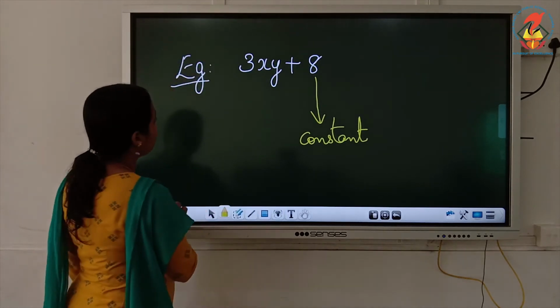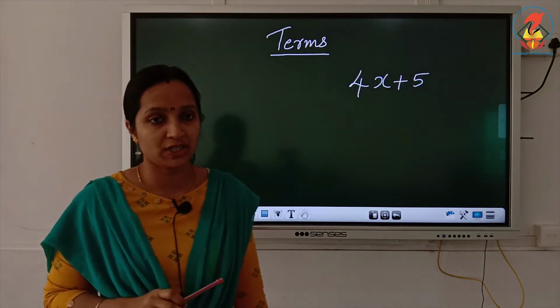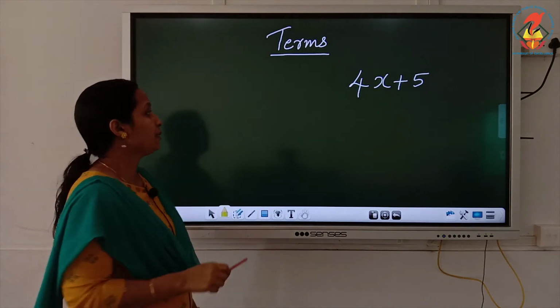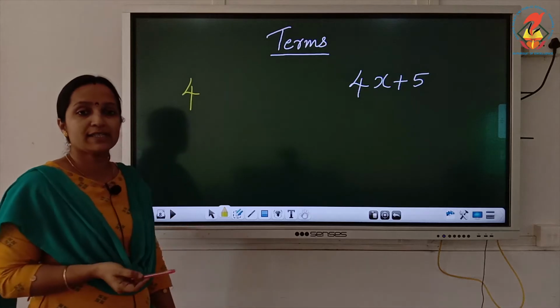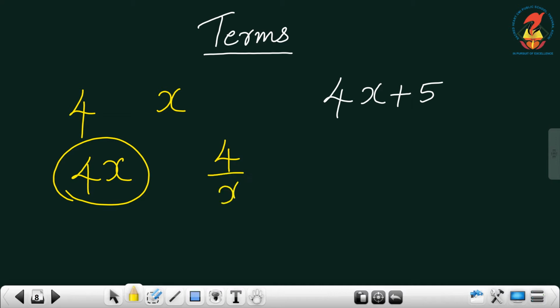Okay. Now, look at the next part. One of the most important concepts in algebraic expressions is the concept of terms. Suppose 4. It's just a single term. Now, what about x? Again, a single term. What about 4x? 4x means 4 into x. Does this mean these are two terms? No, this is a single term. Now, what about 4 by x? One single term divided by another single term gives only one term. This is also one term.